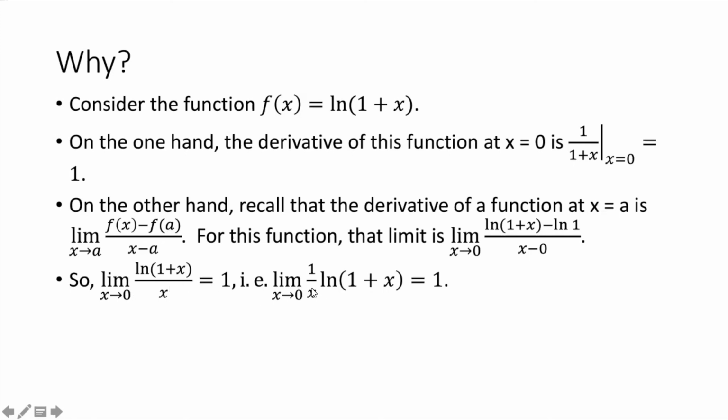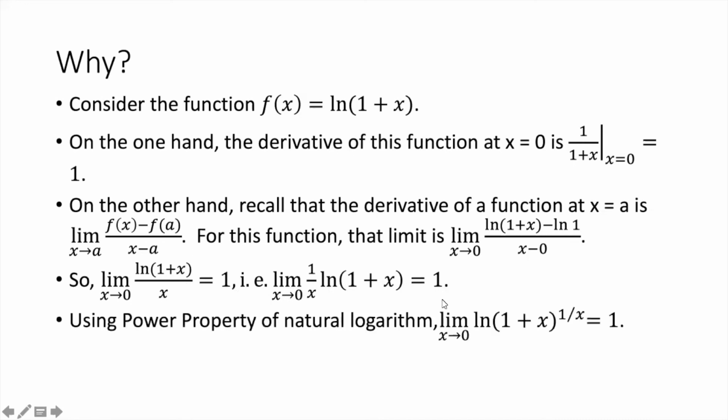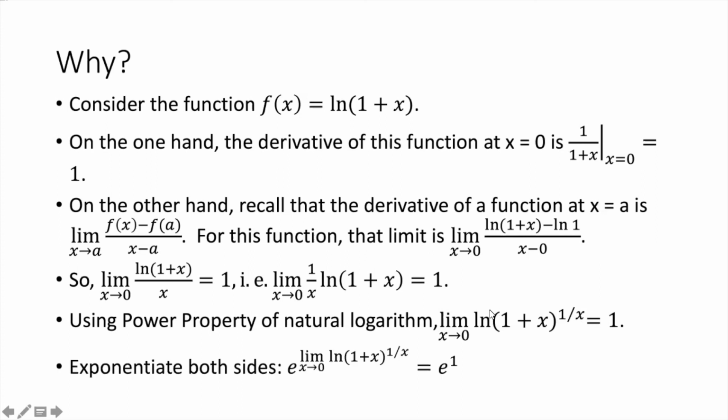So writing that limit a different way, the limit as x approaches 0 of 1 over x times natural log of 1 plus x is equal to 1. Using the power property of natural logarithms, take this 1 over x and move it up, and that limit becomes the limit as x approaches 0 of natural log of (1 plus x) to the power 1 over x. That limit equals 1. Finally, exponentiate both sides of that limit, and you get e to the power of the limit as x approaches 0 of natural log of (1 plus x) to the power 1 over x, equal to e to the 1.